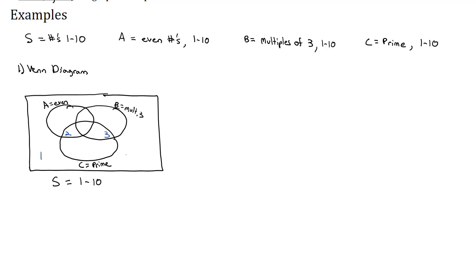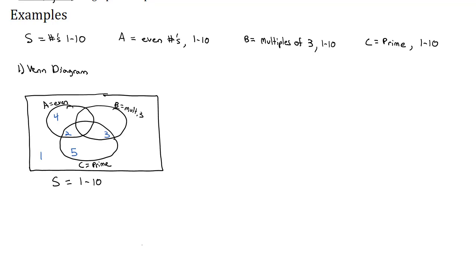So it goes where those overlap. 4 is even, but not prime, and not a multiple of 3. So it just goes in the even section. 5 is prime, not a multiple of 3, and not even. So it goes in the prime section.